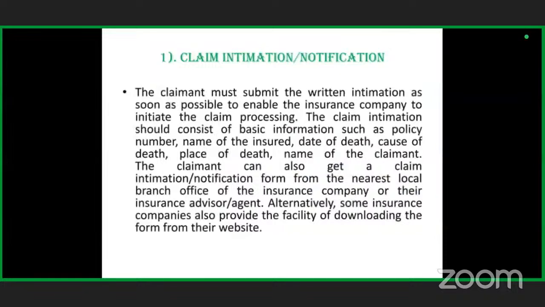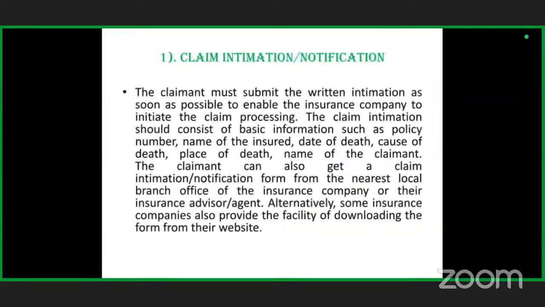What to submit with the claim intimation means you have to write this information on the claim intimation or claim notification. The policy number you have to mention. The name of the insured should be mentioned, meaning the person who has taken the policy will be called the policyholder's name. Then the date of death of the policyholder, the cause of death of the policyholder, the place of death of the policyholder, and who is claiming, who is the nominee, those are to be mentioned on the claim intimation.